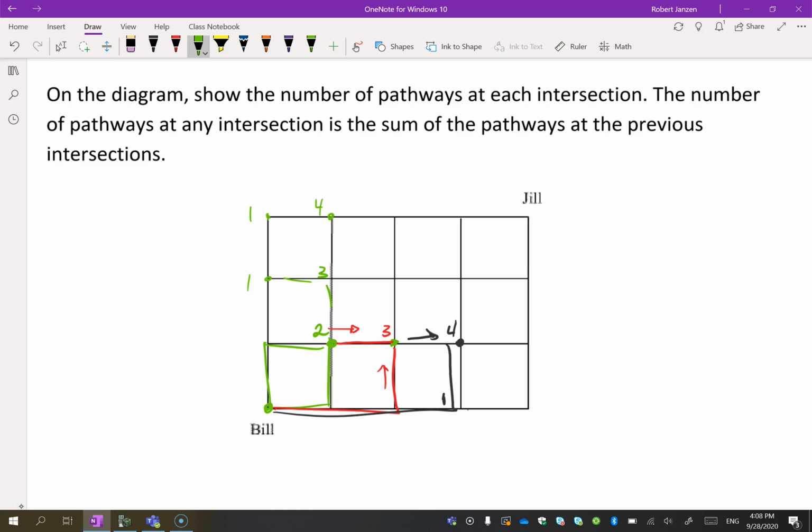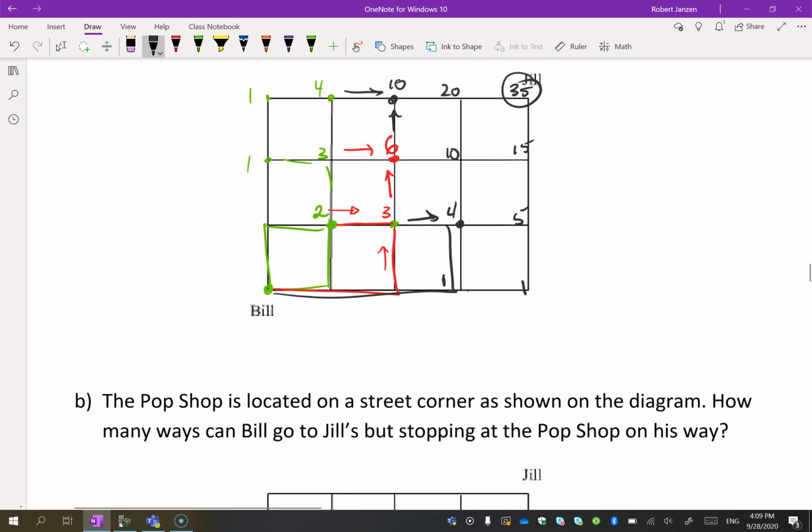Okay, and using this principle, what would it take to get to this spot? Well, I have 3 and 3, so there would be 6. Okay, what would it take to get to this spot? I have 6 and 4, so there would be 10 ways to get to that spot. Okay, and continuing this pattern, you can see that there would be 35 ways to make it there. Okay, that's one way to do it.